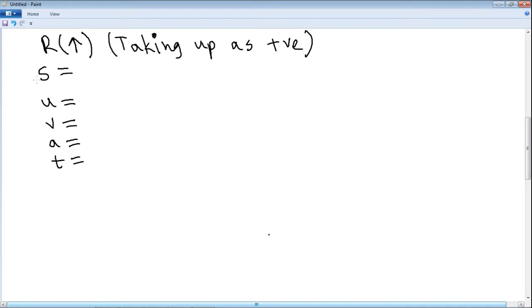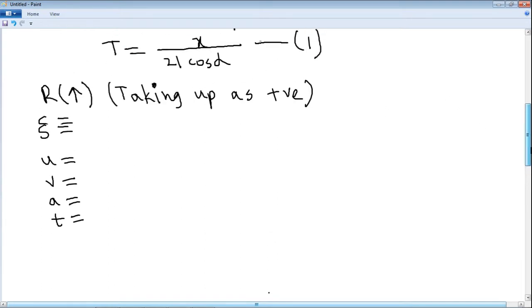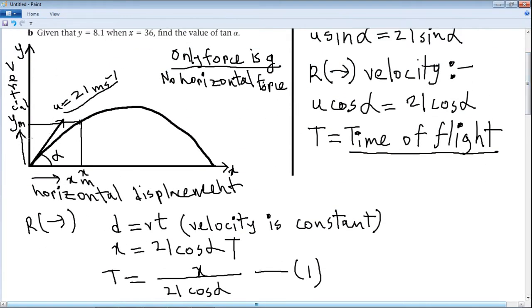Where S is the vertical displacement, U is the vertical component of initial velocity, V is the final velocity, A is the gravitational acceleration, and T is the time of flight. Okay, so the vertical component of displacement is S here. So we're going to use the vertical component of displacement, which is Y.